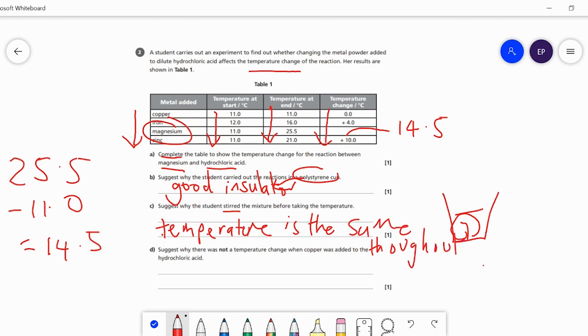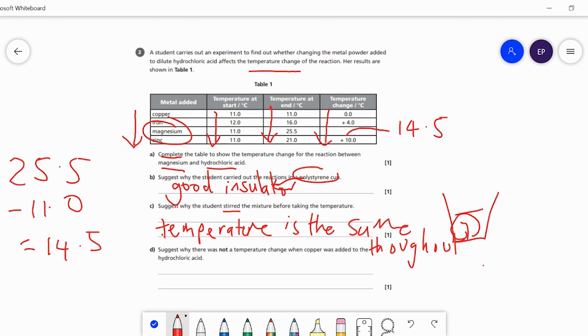It would also allow the reaction to take place more quickly by getting the acid and the metal particles to come into contact and react faster. So again, it would allow us to get the maximum possible temperature change.